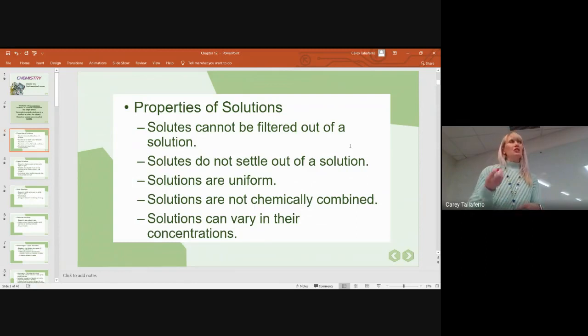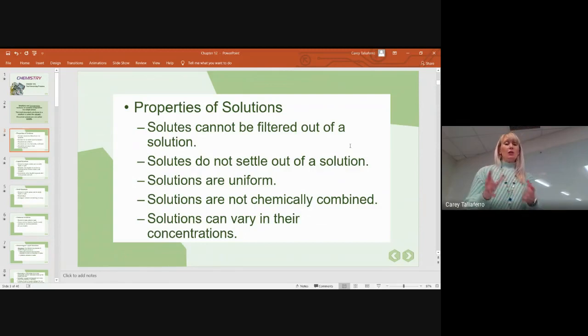And there's no chemical reaction. There's no chemical combination. So when you make salt water, here we go again with salt water, you're not chemically reacting salt and water. You don't create a new substance. You're just creating salty water, okay?